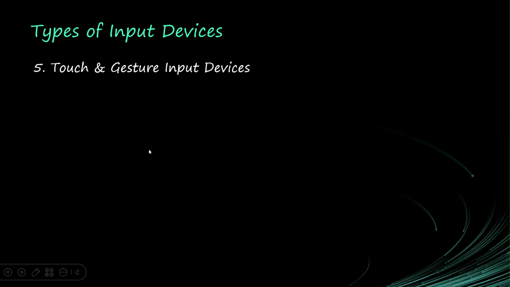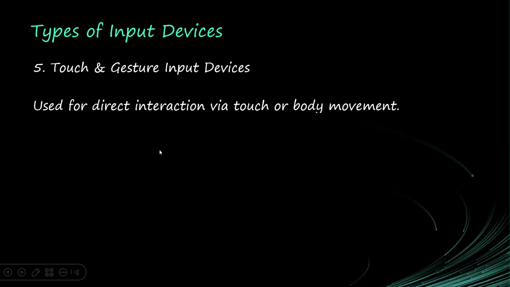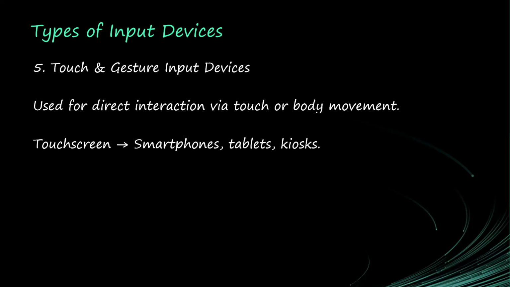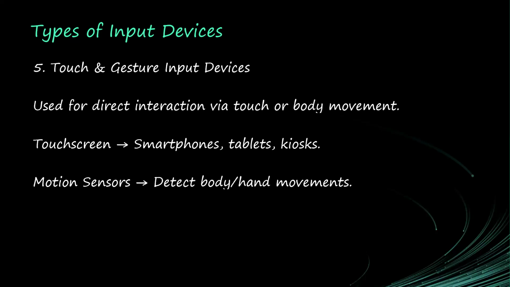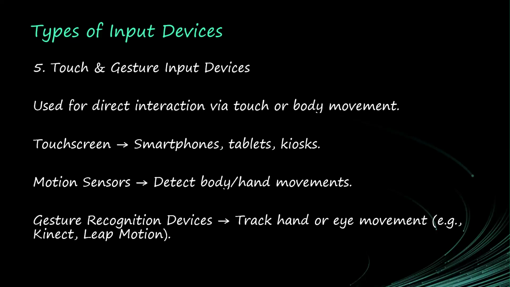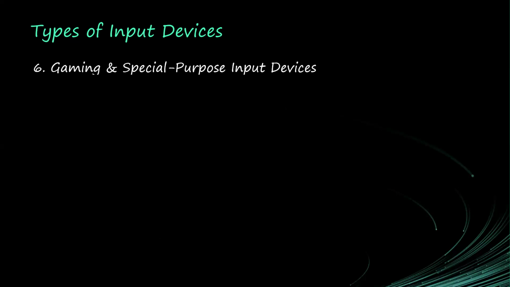All right. We also have the touch and gesture input devices. They are used for direct interaction via touch or body movement. We have touch screens, smartphones, tablets, kiosks. We have motion sensors, which detect body or hand movement. So these are different types of input devices: touch screens, motion sensors, gesture recognition devices. They track your hand or your eye movement. This is amazing.